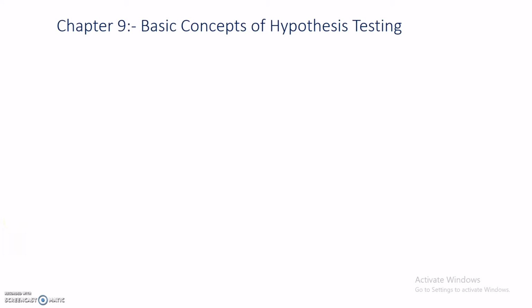So let's start chapter number 9, basic concepts of hypothesis testing. In this chapter we are going to learn how to perform a hypothesis test for one population mean. First, we are going to learn the basic concepts. This is a chapter we were all waiting for, in the sense that everything we have learned so far will come into existence. We will see the real use of everything when we learn this chapter.